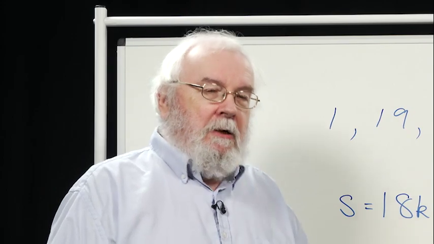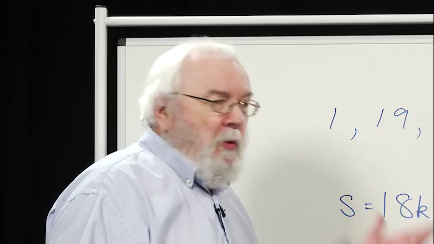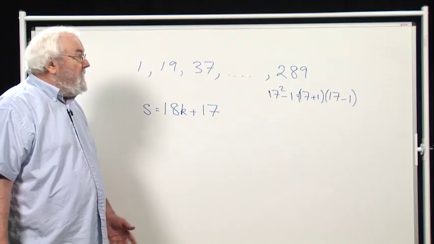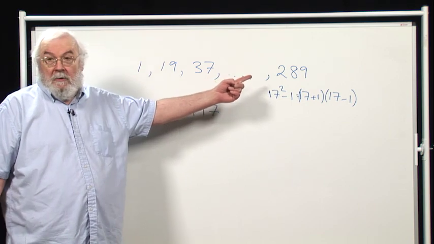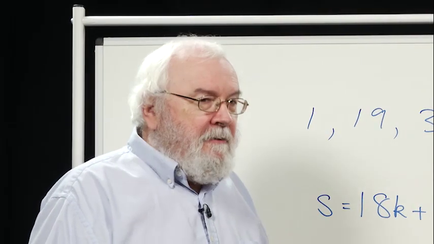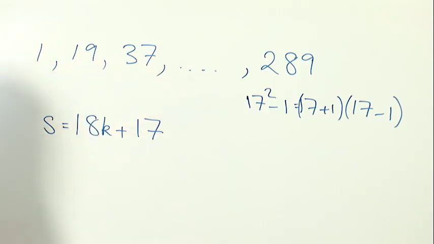So to continue, I would have to find a card with a number on it which was one more than a multiple of 18. But they've all been used. So I can't carry on. And I might be onto a winner. I might have found a sequence of length 17 which can't be extended.